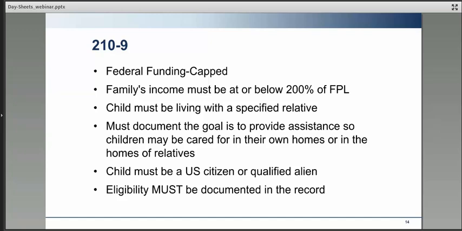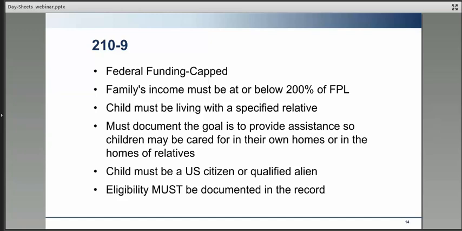Some of the requirements that are necessary in order to be eligible for 210-9 is that the family's income must be at or below 200% of the federal poverty level. The child has to be living with a specified relative. We'll talk about those in a moment if you're not familiar with them. You must document that the goal is to provide assistance so that the child may be cared for in their own homes or in the homes of the relative.